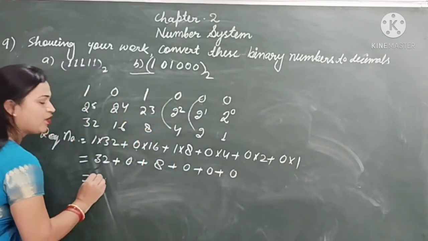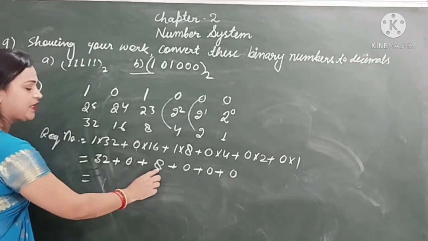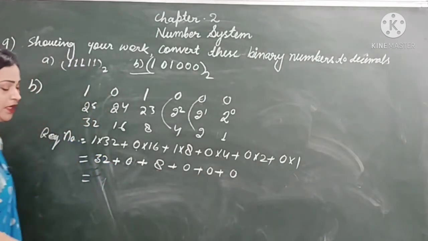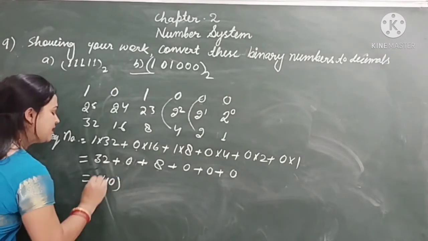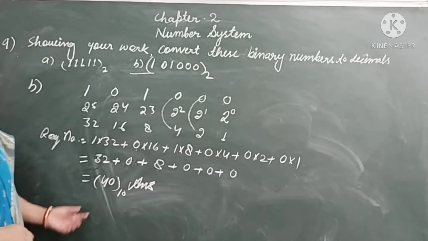Then we add all these, 32 plus 0 plus 8, 40, plus all these 0s, 40. 40 base 10. This is our required answer. Okay.